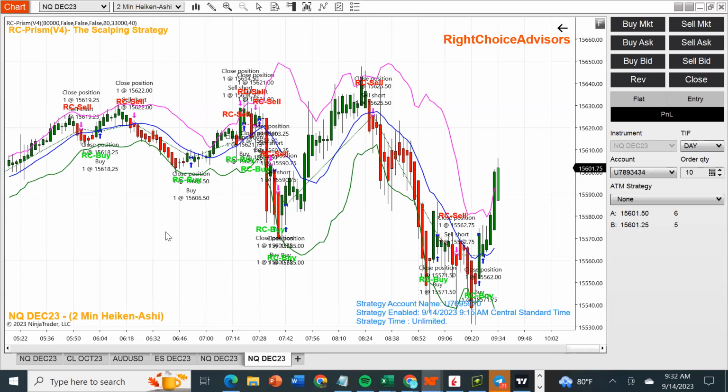Yeah, if you go and flatten the position, it will also do it in IBKR immediately. Yeah, that also you can do. Just like you connected Rhythmic to Apex, right? Rhythmic to Ninja, you will do the same thing with IBKR.